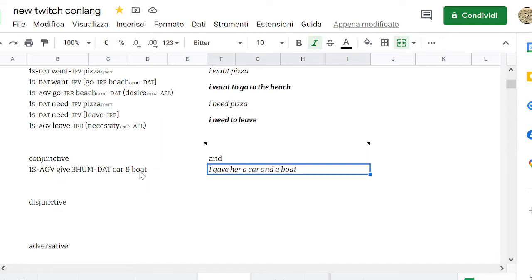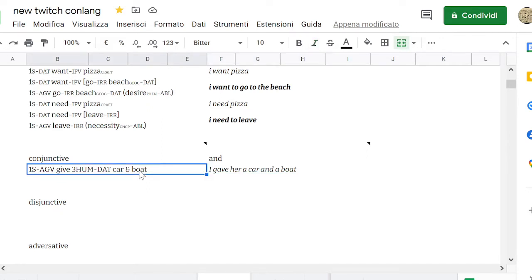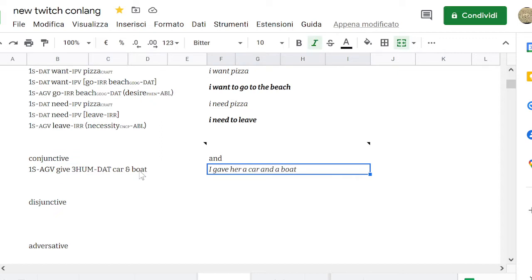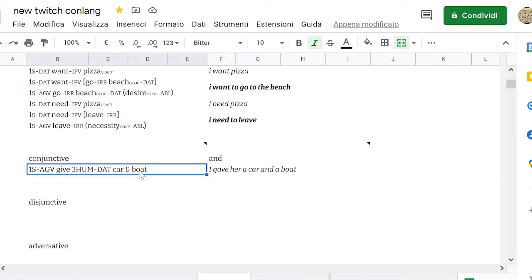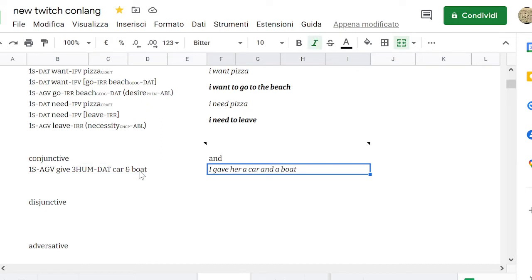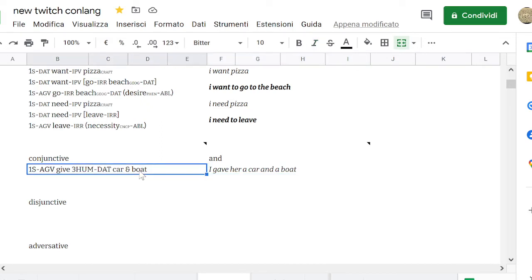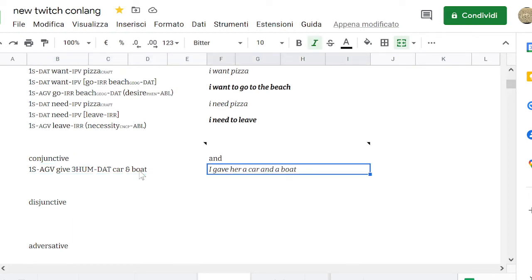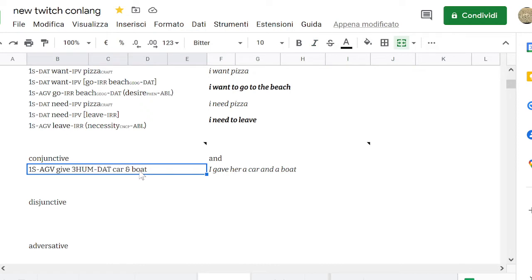So they're both patients of the same verb. There, I gave her a car and a boat. What I'm aligning there is I gave her a car and I also gave her a boat. There I used "also" as well as, emphasizing the conjunctive. What I'm doing is saying the verb acts the same on both of them. And in the second sentence, I actually repeated the verb: I gave her a car and I gave her a boat.